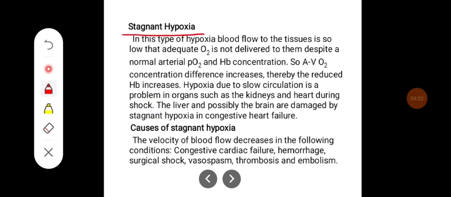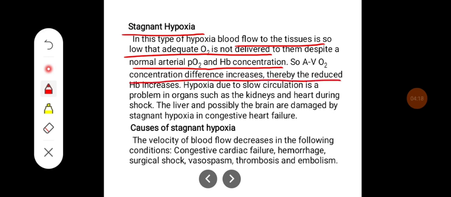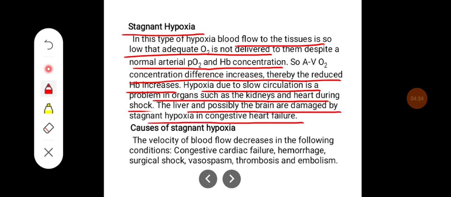Stagnant hypoxia. In this type of hypoxia, the blood flow to the tissue is so low that adequate oxygen is not delivered to them despite a normal arterial PO2 and hemoglobin concentration. So, the arteriovenous oxygen concentration difference increases, thereby the reduced hemoglobin increases. Hypoxia due to slow circulation is a problem in organs such as the kidneys and heart during shock. The liver, and possibly the brain, are damaged by stagnant hypoxia in congestive heart failure.